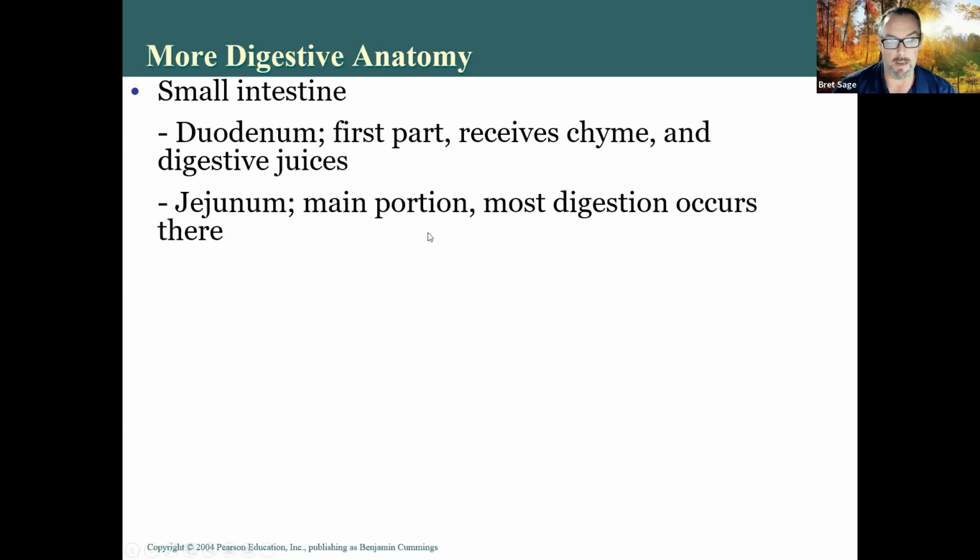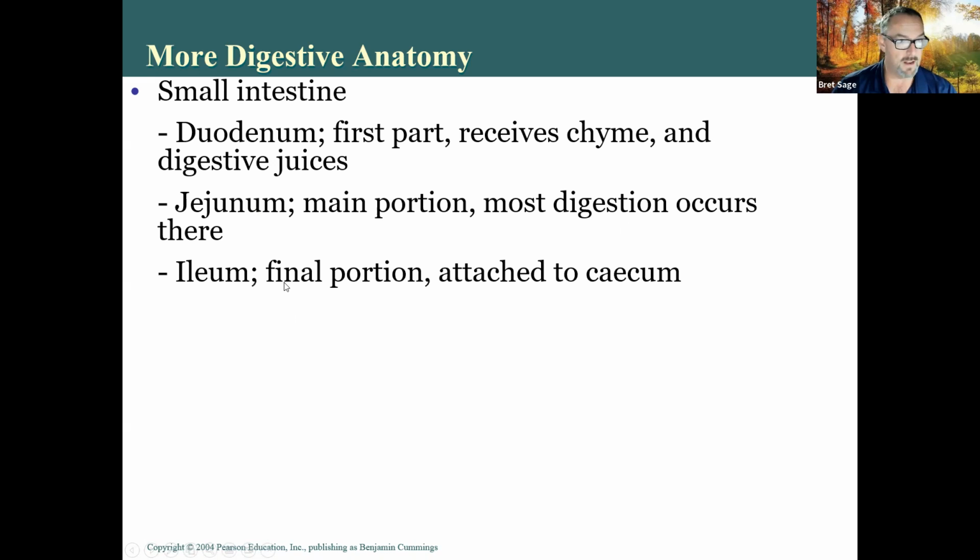So the jejunum is the main portion. It's the central part of the small intestine. That's where most digestion and absorption occurs. And the final part is called the ileum. It's attached to the cecum. So when you have a valve between the two, or a joint junction, it's called the ileocecal valve or the ileocecal junction. So when you see that in review, it means it's a junction between the ileum and the cecum, so ileocecal.